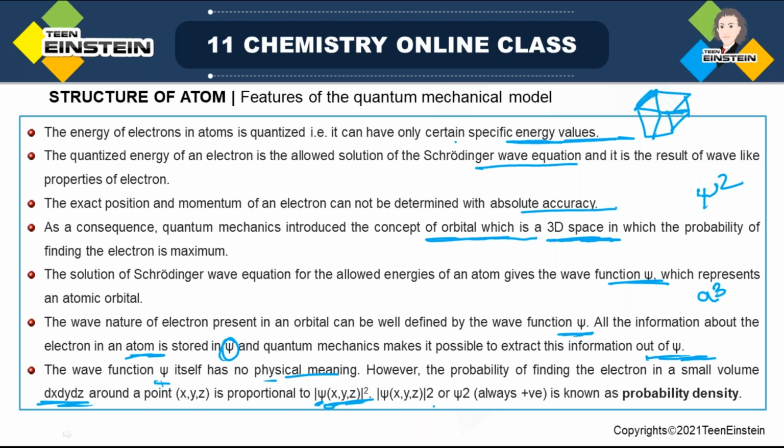And if you consider this probability per unit volume, that means now you are dividing it by this volume, because per unit volume, it is converted to probability density. So that is the difference between these two terms, probability and probability density. Remember normal density, what is the definition? Mass per unit volume. So when you are talking about probability density, it is probability per unit volume. And psi square, as there is a square, is always positive.